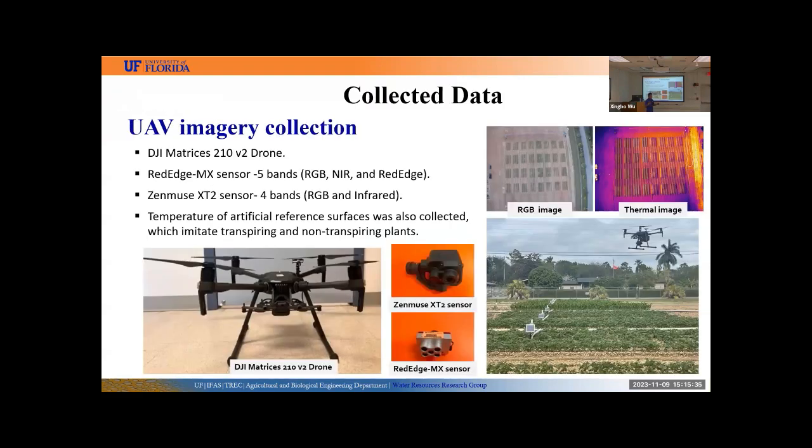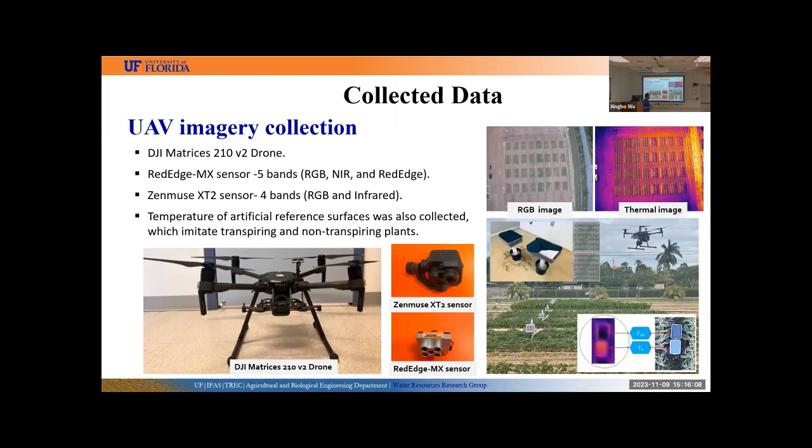Okay, let's talk about the data we collected in this research project. We collected UAV imagery using a DJI Matrice drone. In addition to the drone, we also used the Zenmuse XT2 sensor and the RedEdge MX sensor for UAV image collection. As you see on this figure, this RedEdge image and the thermal image are from these sensors. And in addition to the UAV images of the green beans and the sweet corn, we also collected artificial reference surfaces that imitate non-transpiring and fully transpiring plants.